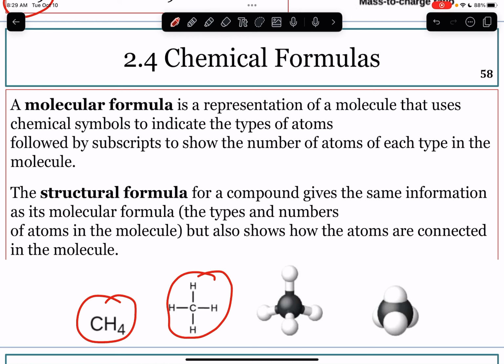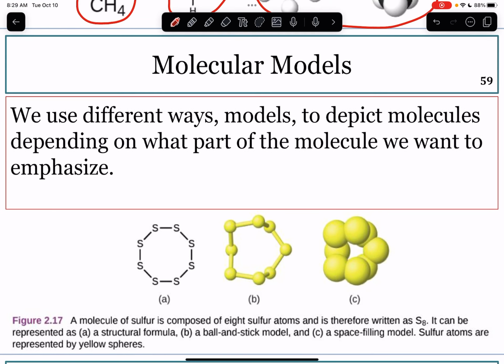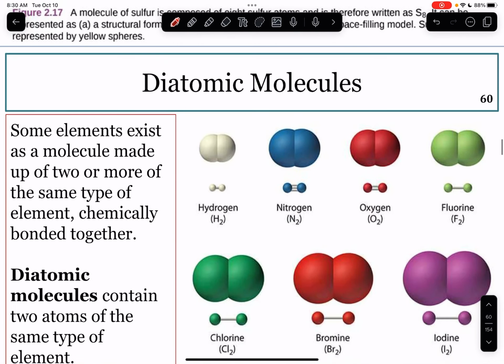The next two pictures are 3D models of the structural formulas. We can see that the molecule is not actually a flat 2D shape that looks like a plus or a cross sign. Instead, it has more of a tetrahedral shape as these 3D molecules are showing. We can use these different types of models of the molecules to emphasize which part of the molecule we want to talk about or learn about. So you'll commonly see all 3 of these different types in different textbooks or if you're reading online about chemistry.